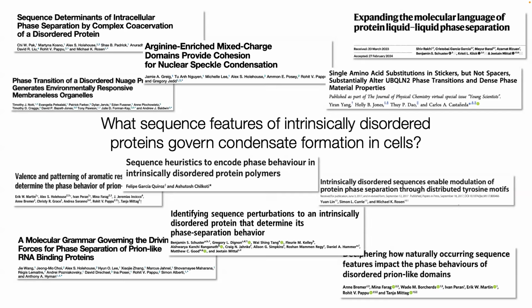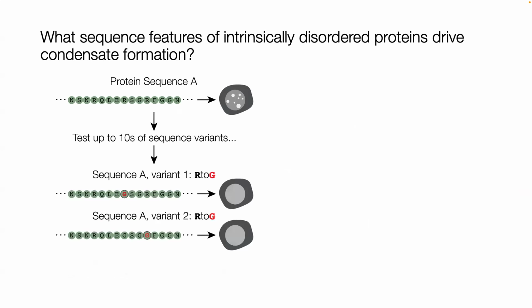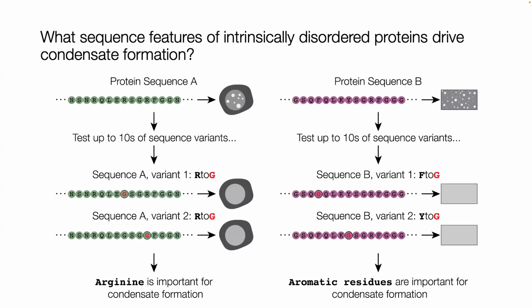Just to give an overview of how these studies typically work, people will typically take a single model protein and test up to tens of different sequence variants, looking especially for variants that disrupt condensate formation. They then conclude something about what's actually important for driving condensate formation. In this case, maybe arginine residues are really important. This is then repeated in a different study for a different protein, testing different variants and maybe in totally different experimental conditions. And in this case, maybe the authors conclude aromatic residues are really important for driving condensate formation.